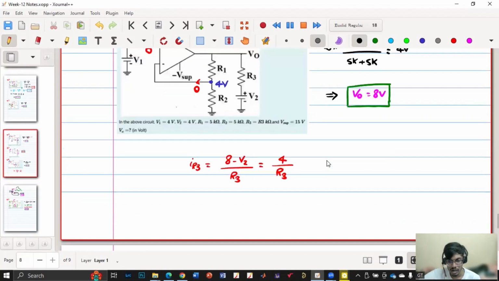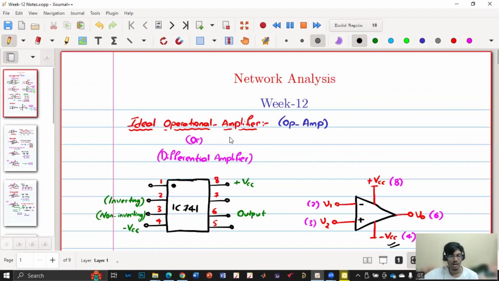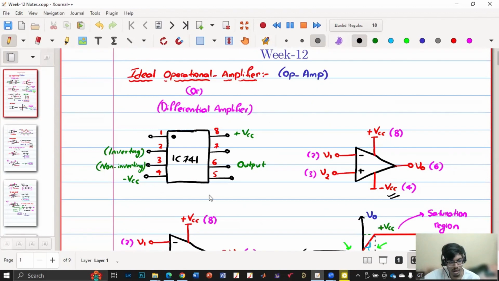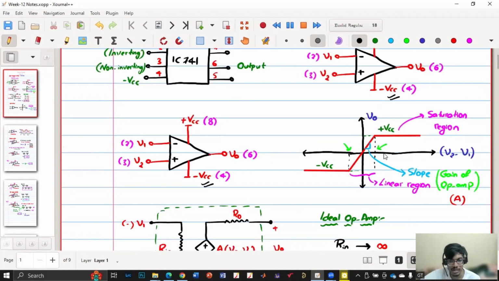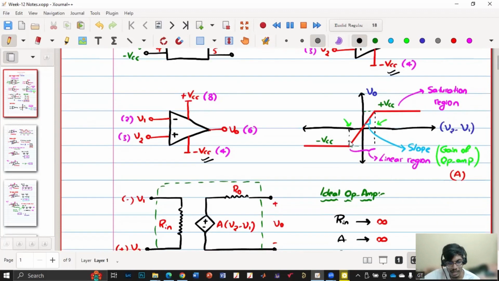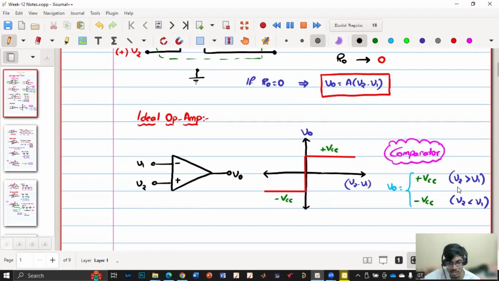Okay, so with that, I will conclude this session. Let me quickly summarize what we have discussed. Today we started with the op-amp basics. We have seen the IC741 pin configuration and the op-amp schematic representation, and then different regions in the working of op-amp. So this is the amplifier region. In this region, it is getting saturated. But for ideal op-amp, it is acting like a comparator, because if the voltage is more than this, then it will be plus VCC, else it will be minus VCC.